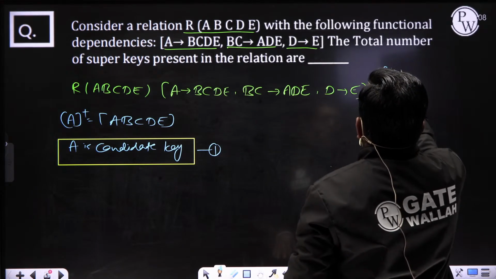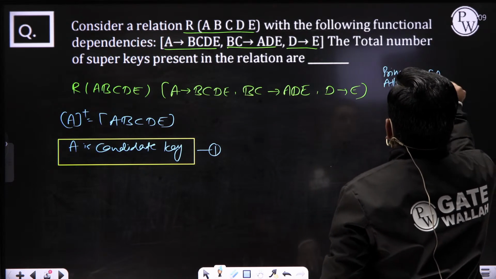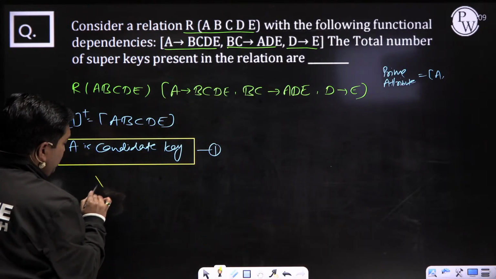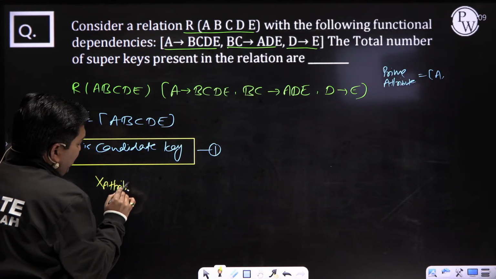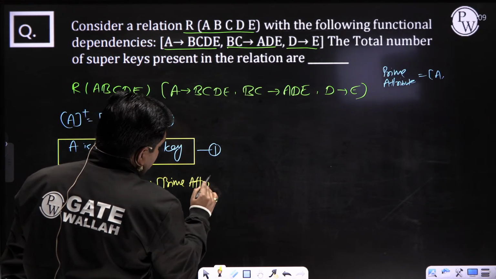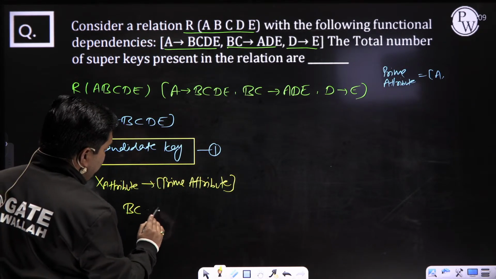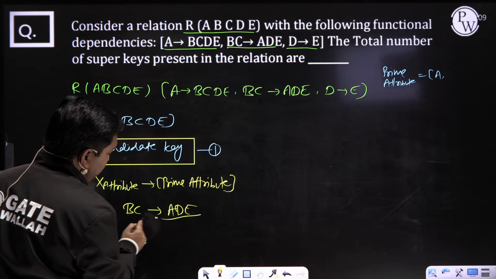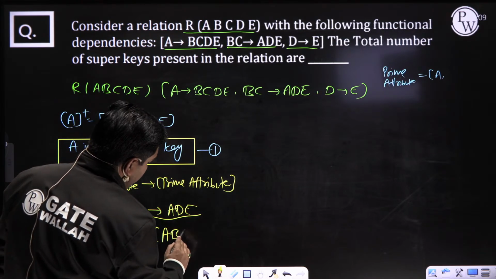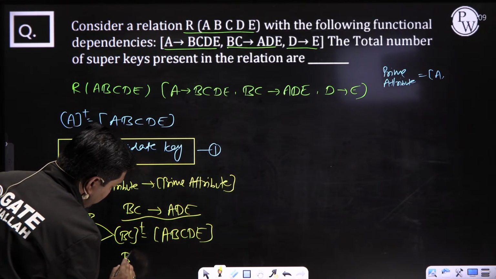So what are the prime attributes? A. Now how do we check? If any X attribute determines the prime attribute, then you can say multiple candidate keys are there. That's why I call it the Brahmastra. Here A is the prime attribute and BC determines ADE. When you take the closure of BC, you get A, B, C, D, E.